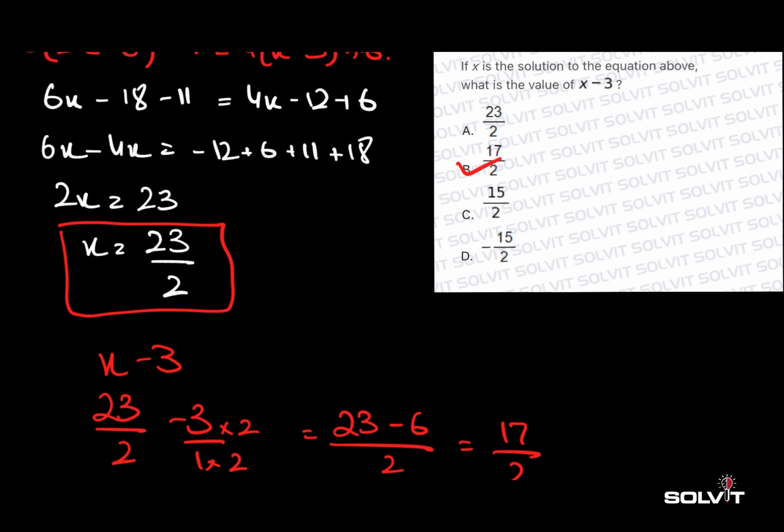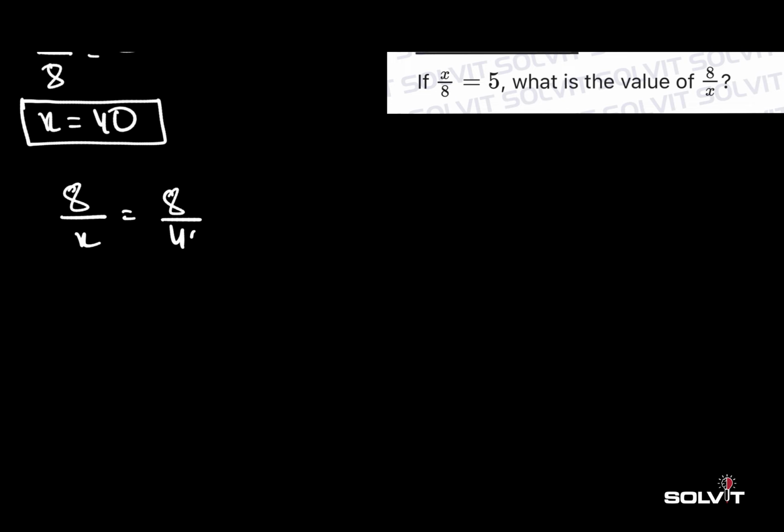Let's look at one more example of solving the equation. It says that x over 8 equals 5. What is the value of 8 over x? So guys, there are two methods to solve this equation. First method is a little longer one. That is, if x over 8 equals 5 दिया हुआ है, so let's find out the value of x. It is going to be 40. Now they ask us the value of 8 over x, which means 8 over 40, which is going to be 1 over 5. This is one method to solve this equation.